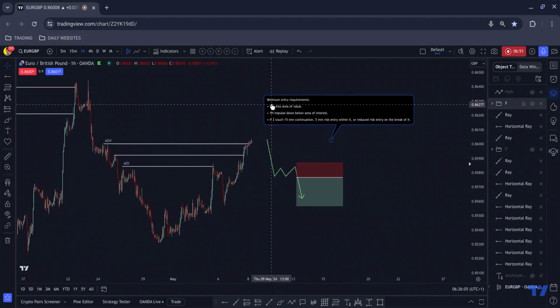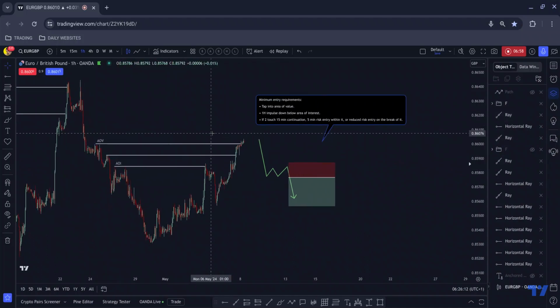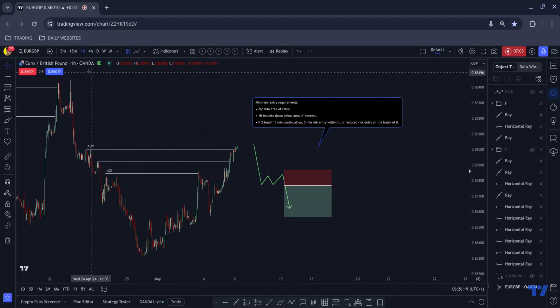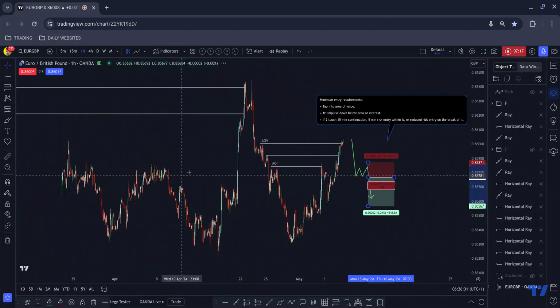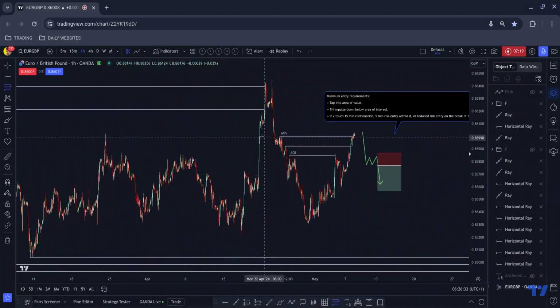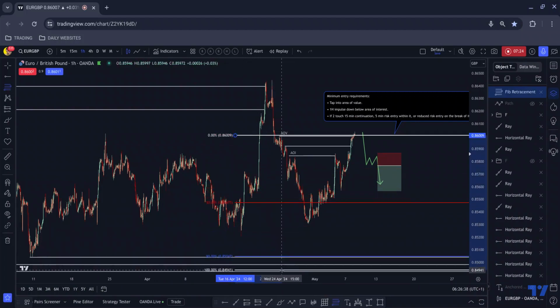And then I'll be looking for that 1 hour impulse down below the area of interest. So there, a 2-touch 15-minute continuation, so 6 to 8 corrective 15-minute candles. Okay, and then I could filter this on the 5-minute chart to look for a risk entry within the flag, so if we came up to test the first high and I could get the risk entry within, rather than on the break of this correction, then great. And then I would be able to manage this. I would measure it from range to range. So the range that we would be playing would be there.